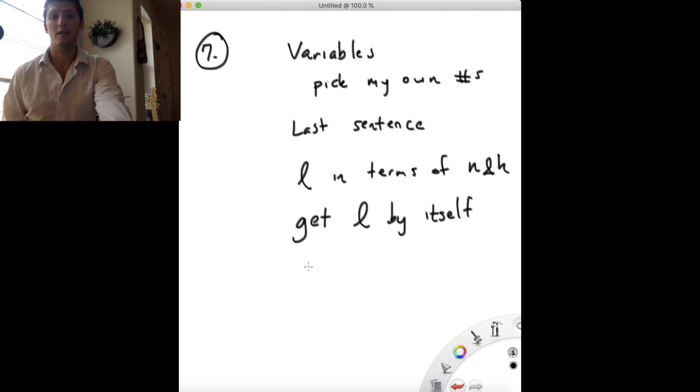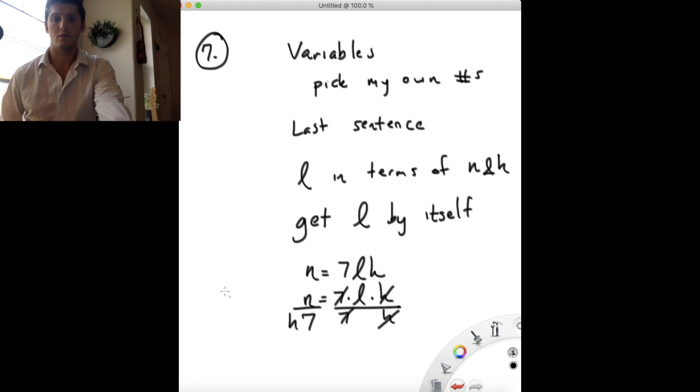So I'm just going to take what they've given me, N equals 7LH. If this is all multiplication, this is 7 times L times H. Well, then divide by 7. And then divide by H. So it would be N over, usually we write 7H, not H7. N over 7H. And that would be your answer.